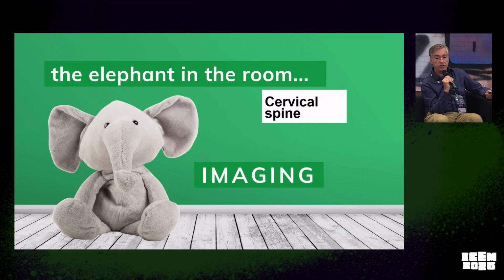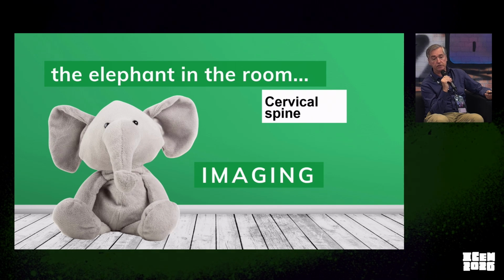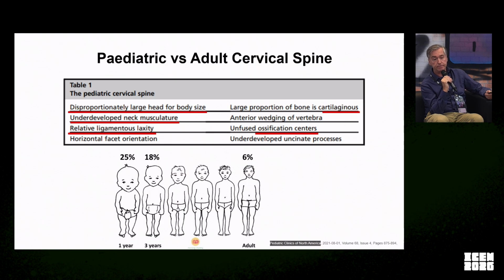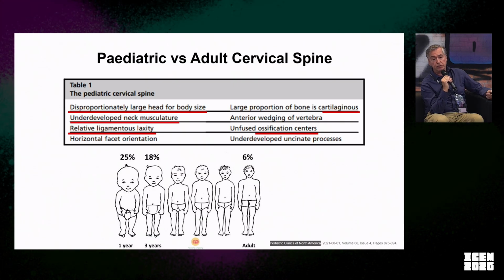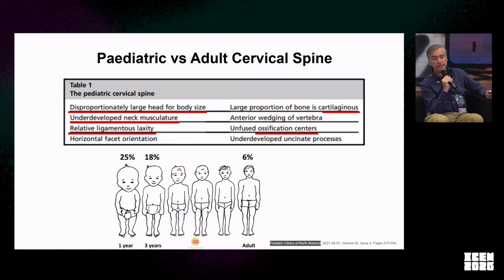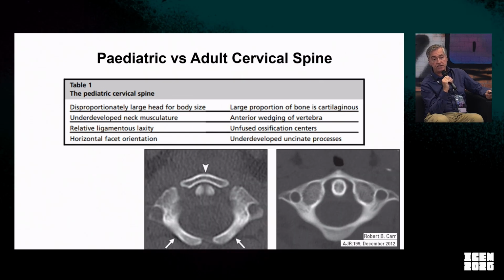So the first condition I'm going to talk about is cervical spine imaging. Again, there's new evidence in this space. Why are children and adults different? Children have big heads, they have underdeveloped neck muscles, and they have relative ligamentous laxity. And then they have ossification centers which make the scans look very different.